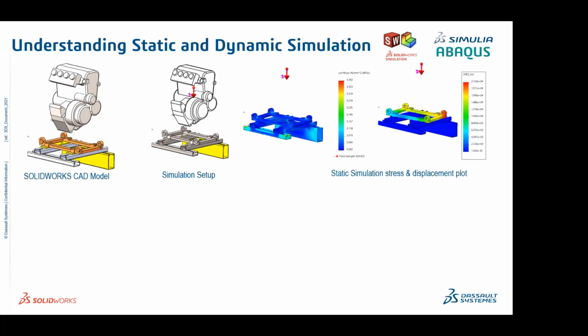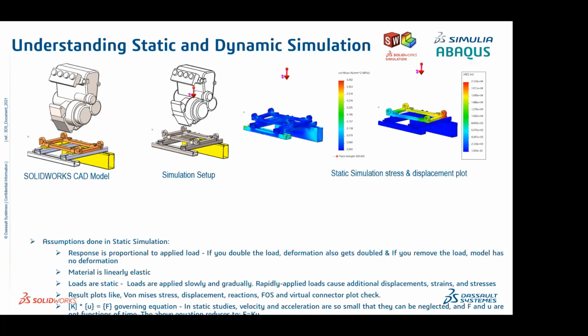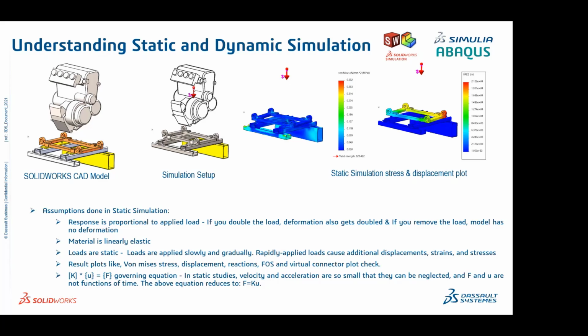So what are the expected results we get here? The static simulation gives stresses and displacement. When I talk about static, there are certain assumptions we make. The first assumption is that the response is proportional to the applied load, meaning if the applied load is increased by 2 times, your displacement is going to increase by 2 times. This is what is known as linear, so linear static analysis. When this is not proportional, it comes to non-linear analysis.